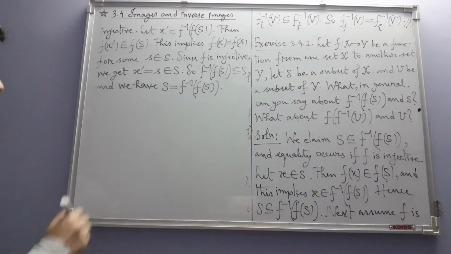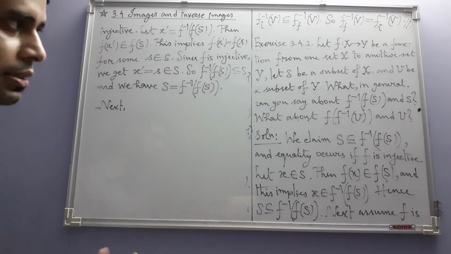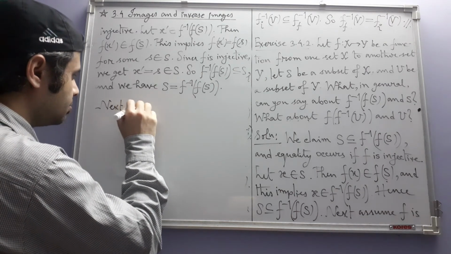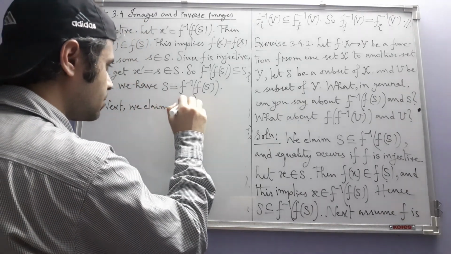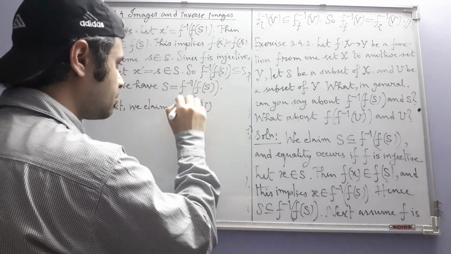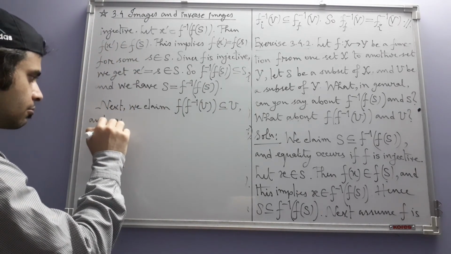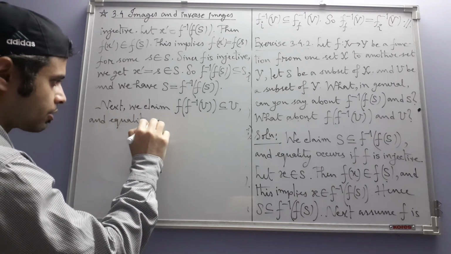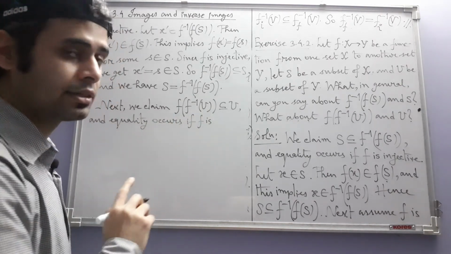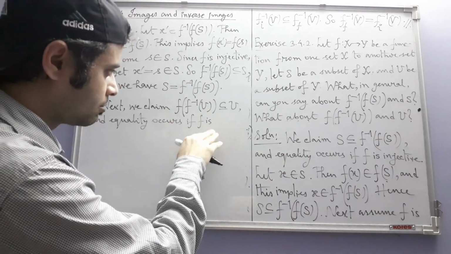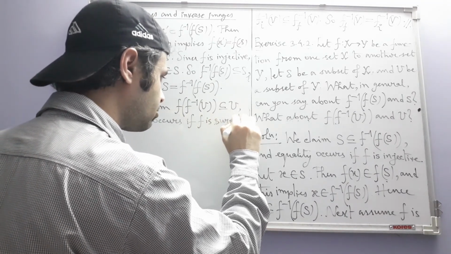Now we go to the second one. Next, the second one is also similar to the first one, but there are differences. Next, we claim, now the opposite thing will happen. f of f inverse of U is a subset of U, and equality occurs if f is now surjective. Instead of being injective, we now require f to be surjective, that is, onto.